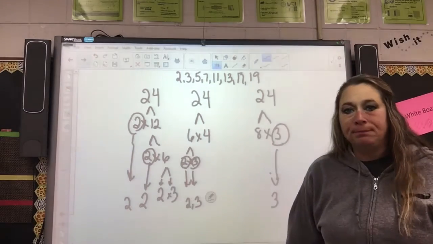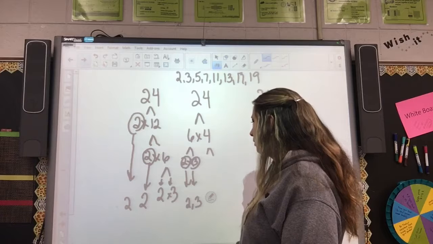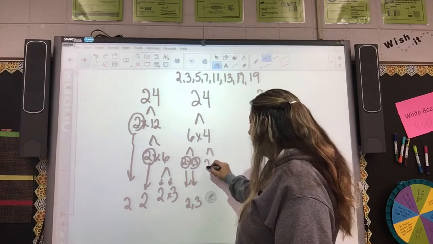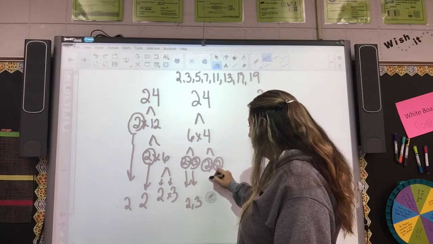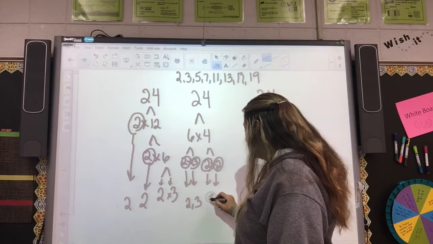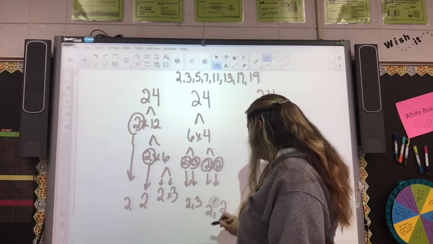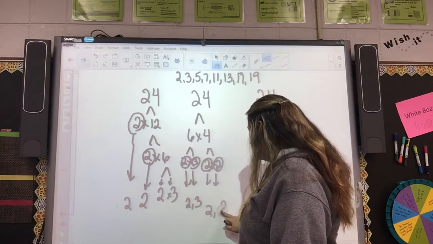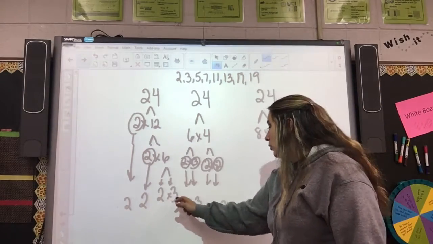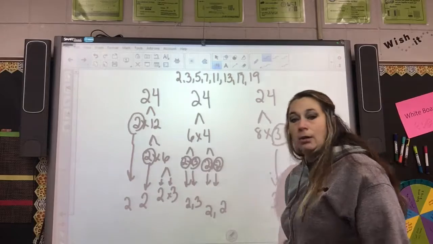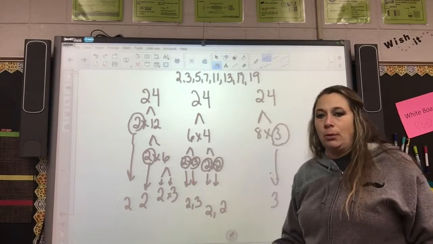How about 4? What could we multiply? Don't forget to put your little branches down. How about 2 times 2? And those are prime numbers, so they're going to go down. I don't know why that's there, and it's not letting me draw over it. Oh, yes I can. There we go. So again, 2, 2, 2, 3. You're getting the same prime numbers. You're just doing it 3 different ways.